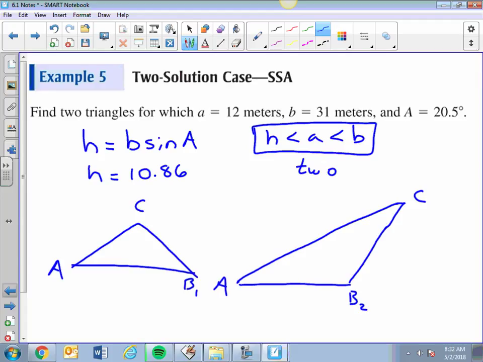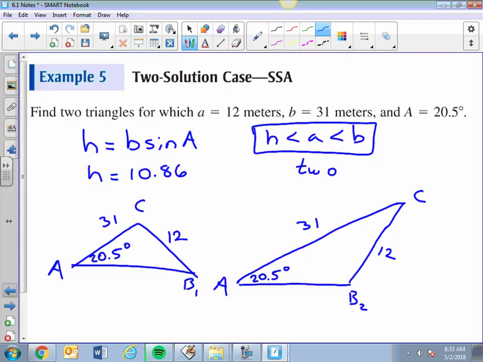Across from this, let's just see what we have. We have angle A, that's 20.5. We have side B, which is 31. That's going to be the same here as it is right here. And we also have side A. So that is what we have so far, and we're going to figure these out individually.